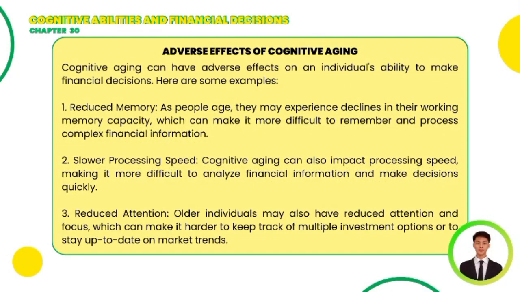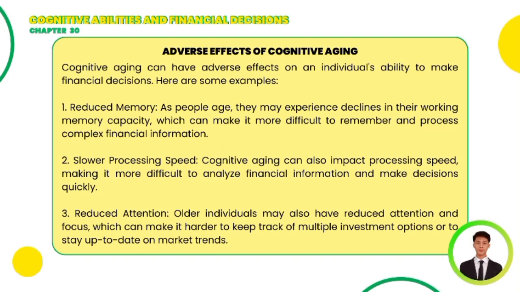Now moving forward with the adverse effects of cognitive aging. Cognitive aging can have an adverse effect on individuals' ability to make financial decisions. And here are some. First is reduced memory. As people age, they may experience declines in their working memory capacity, which can make it more difficult to remember and process complex financial information. This can impact an individual's ability to evaluate risks and rewards, as well as their ability to make informed investment decisions.